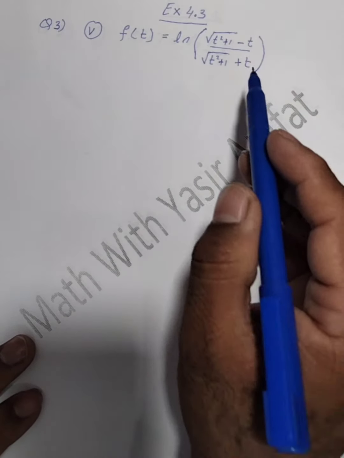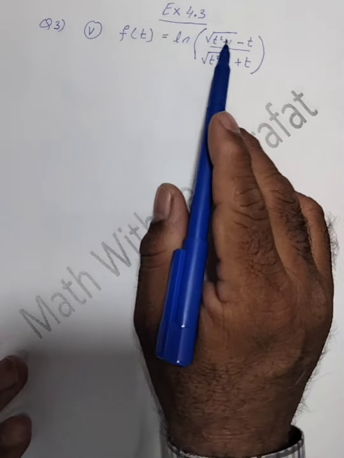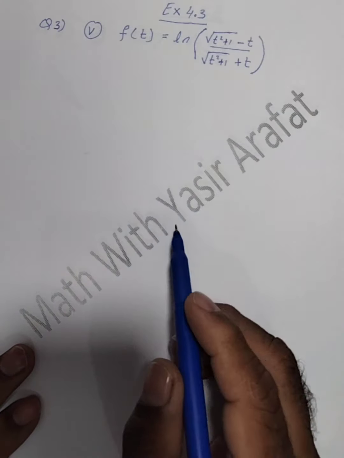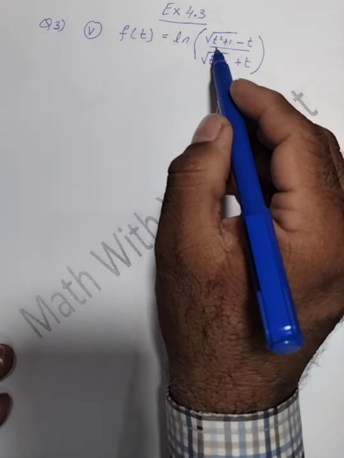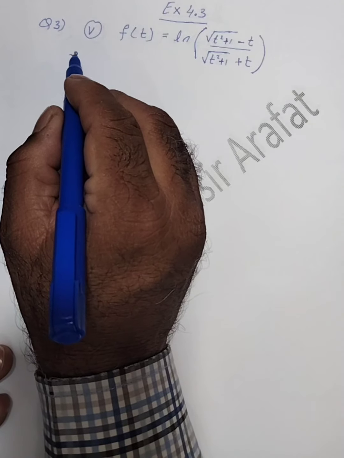Dear students, remember that if it is possible to simplify the question, first we have to simplify it and then find its derivative. So here, first we have to rationalize the denominator in this question.